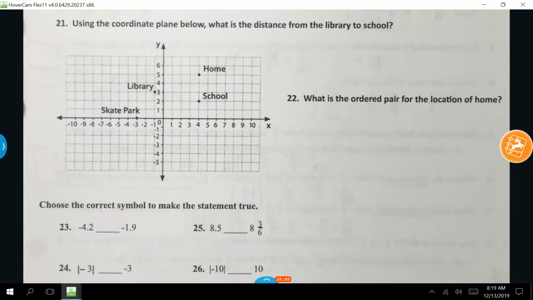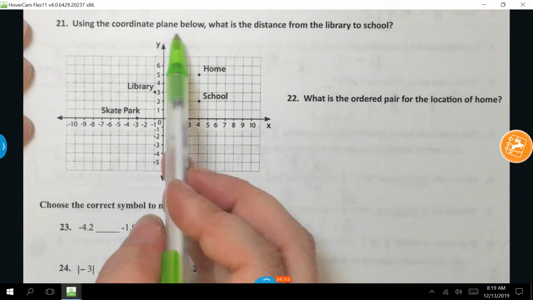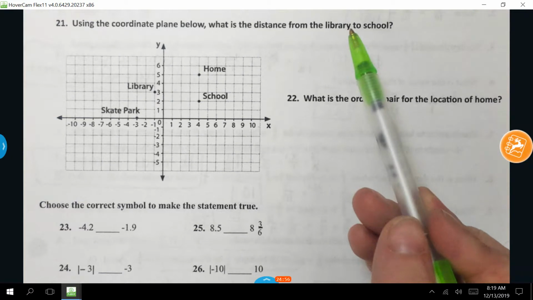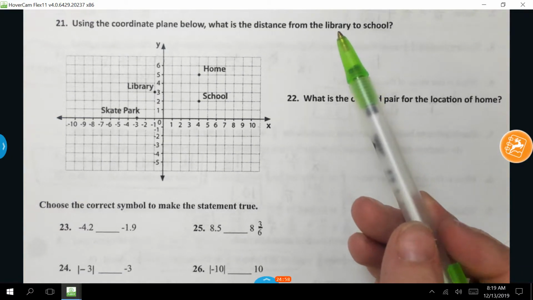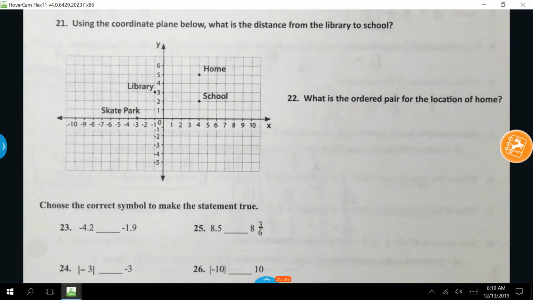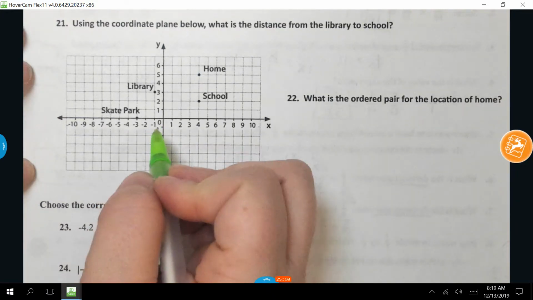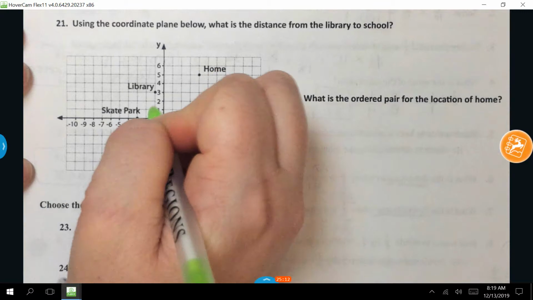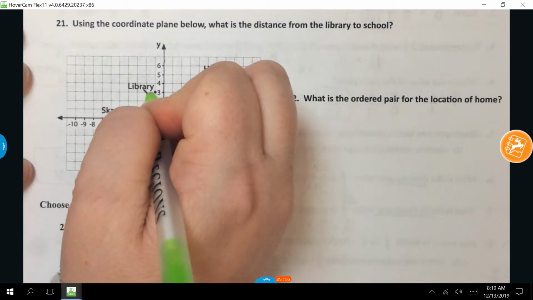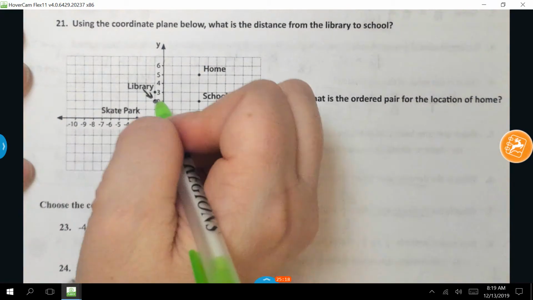All right, so on number 21, it says, what is the distance from the library to the school? I noticed that Mrs. Zaya added this up here on 21, and this is my bad, I didn't realize I didn't have these lined up correctly. The library should have been at -1, -2. So that dot should have been here so that we could actually count them out.